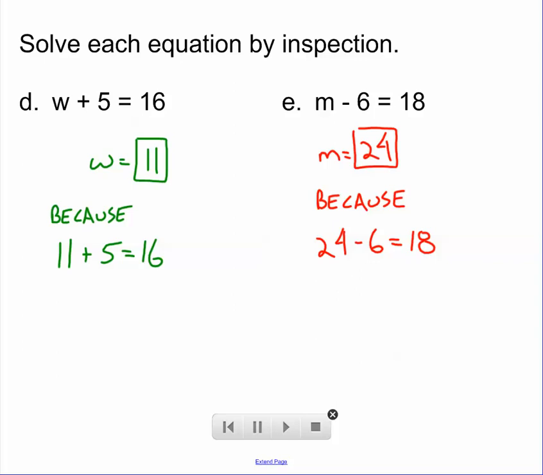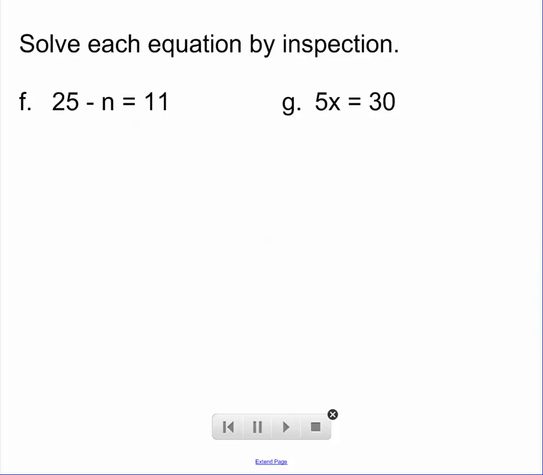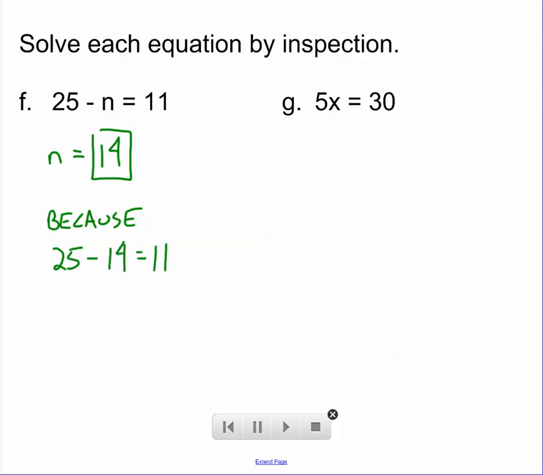We'll start off here with solving equations. Let's do it some more. Solve each equation by inspection. 25 minus what number is 11? Hopefully you can do some quick math in your head and you know that 25 minus 14 is 11, so the solution to the equation is 14.